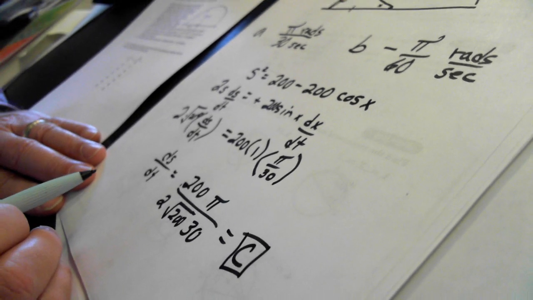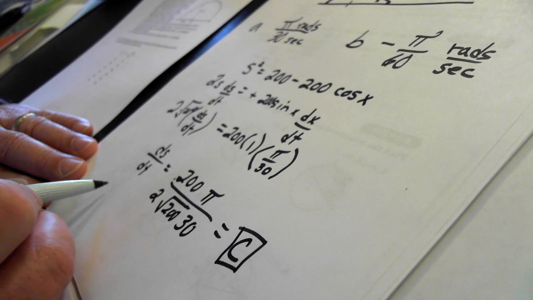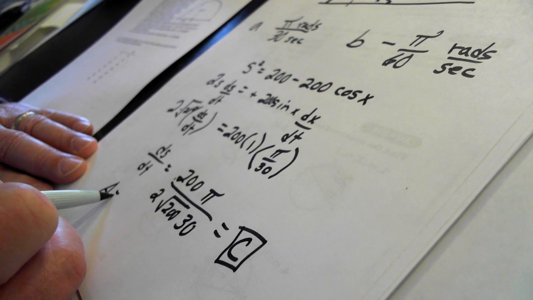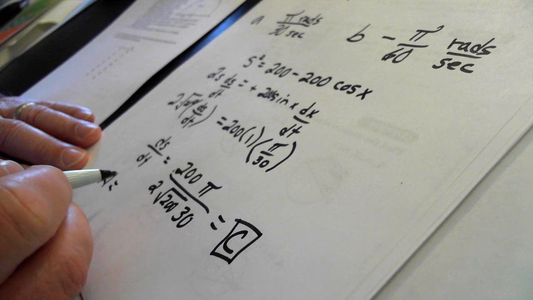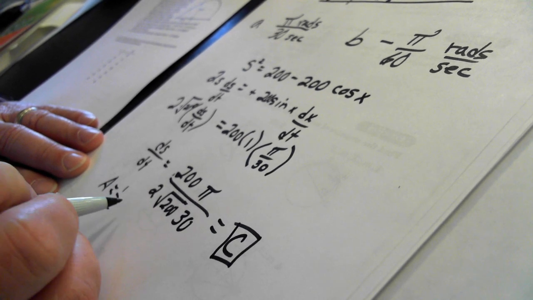And then you have to show that the area is largest when x is equal to pi halves. Well, the area is just going to always be 1/2 base times height.